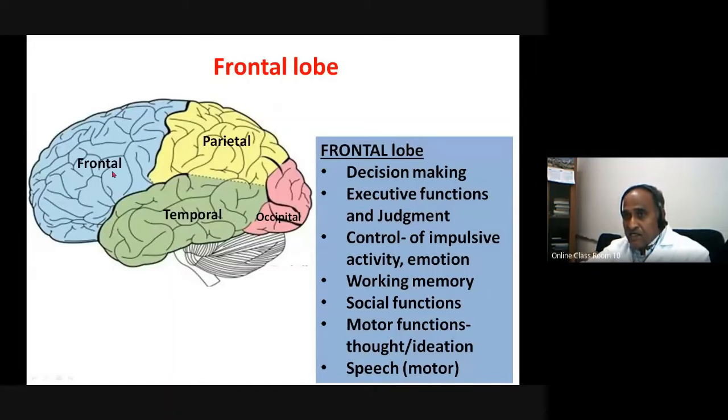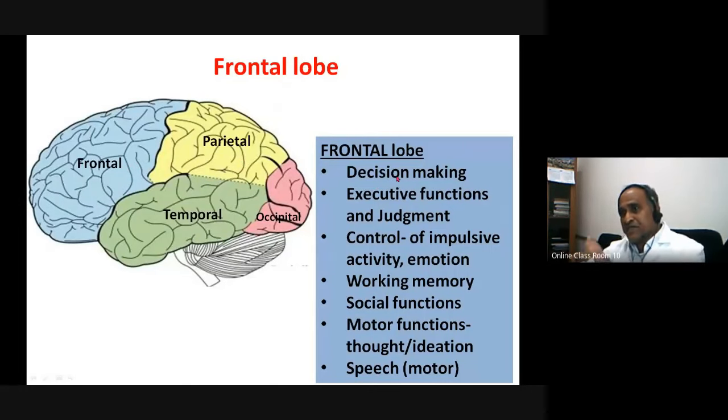And here is the place, this place here, this is the Broca's area. So that is the production of speech, the motor area for speech. Speech is produced here in the frontal lobe. So now these are the functions.